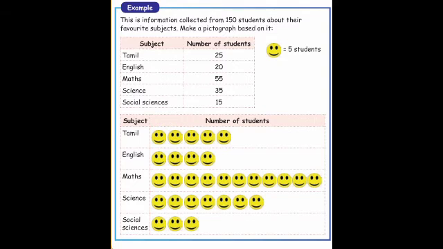How many students? 55 students. So, how many pictures do we want to draw? Yes, we want to draw 11 smiley pictures. Yes, my dears. Next, Science. 35 students. So, we want to draw 7 smiley pictures. The last subject is Social Science. There are 15 students. So, we should draw 3 pictures.